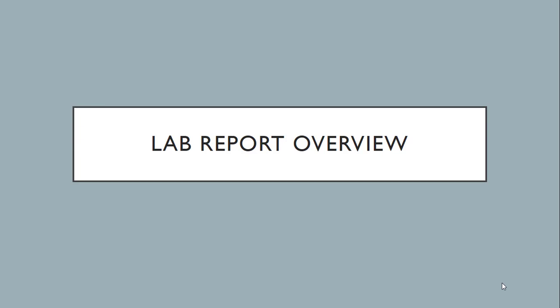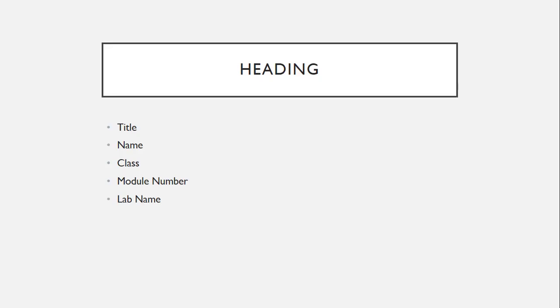Lab report overview. This is going to go over the requirements for the lab paper that you'll turn in. All right, let's begin. First of all, your heading. What's going to be at the top of this? Well, the title, your name, what class you are taking with me, like physics or whatever class, the module number for which particular experiment you're doing, and the lab name.